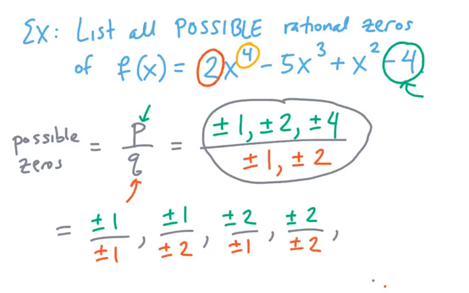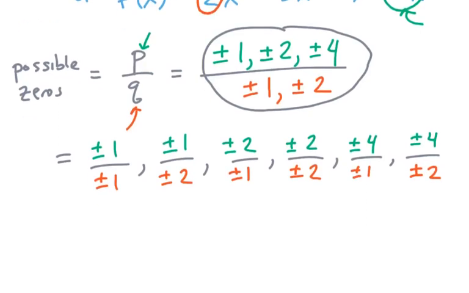Starts feeling a little lengthy. And just for thoroughness, let me go ahead and do that with the last option. I could take the plus or minus 4 and divide it by the plus or minus 1, or the plus or minus 4, divide it by the plus or minus 2. So there are going to be some duplicates as we simplify this list. We don't need to count duplicates more than once. So let's just continue simplifying.